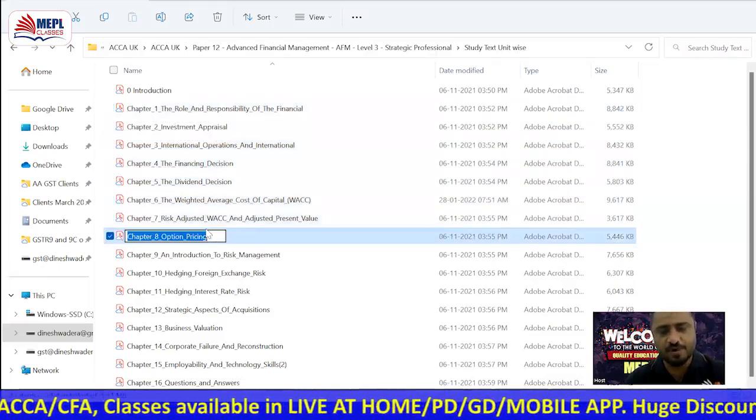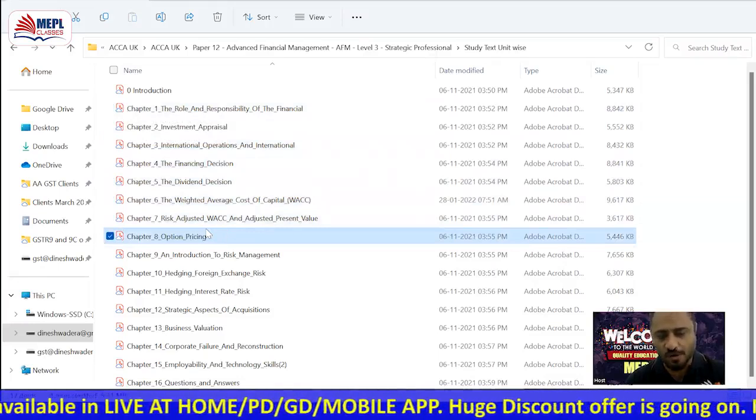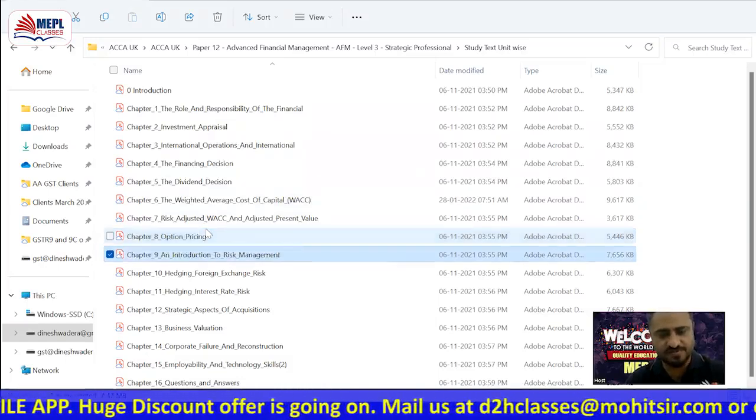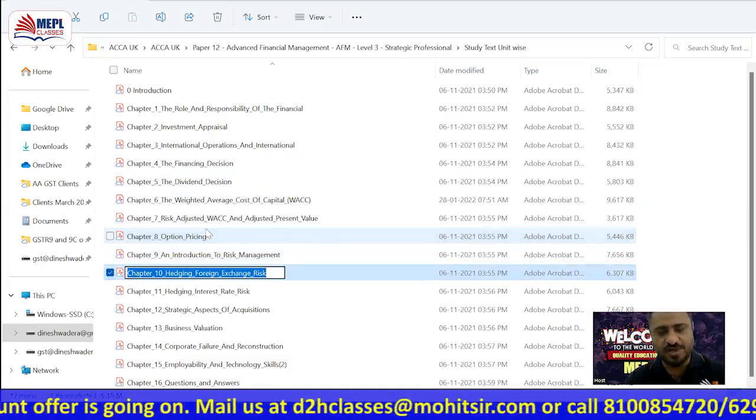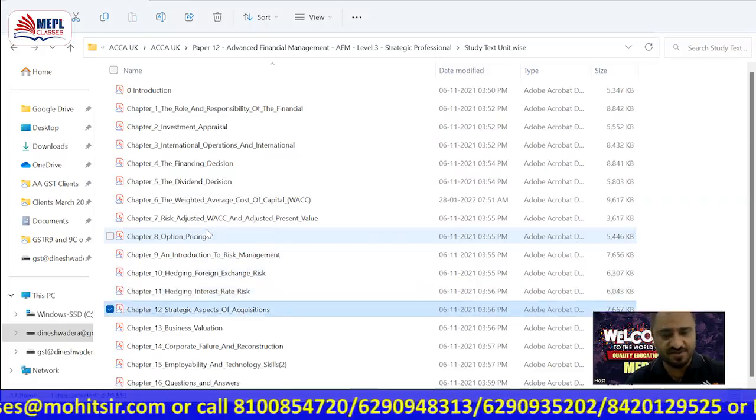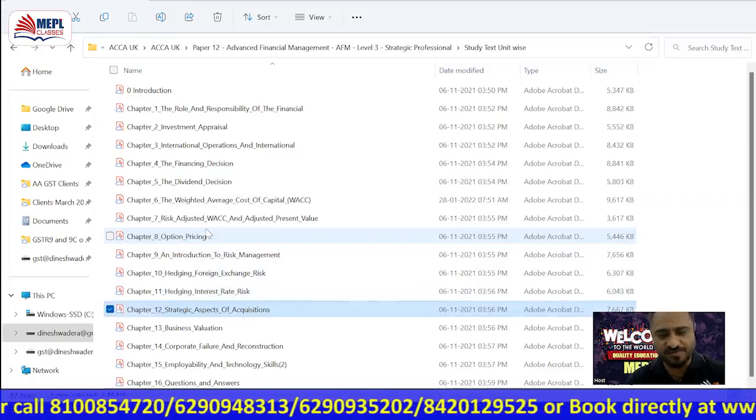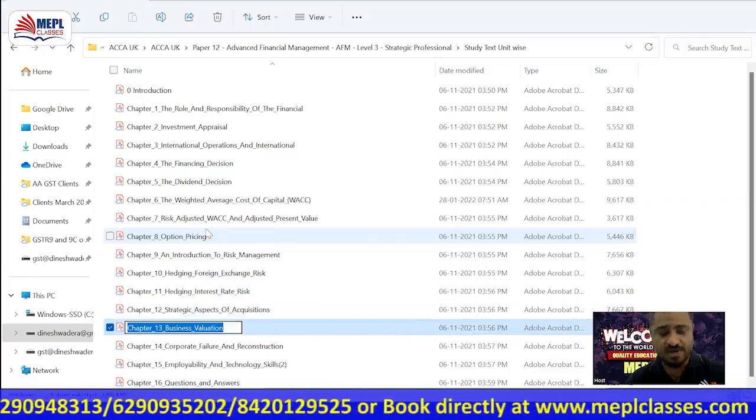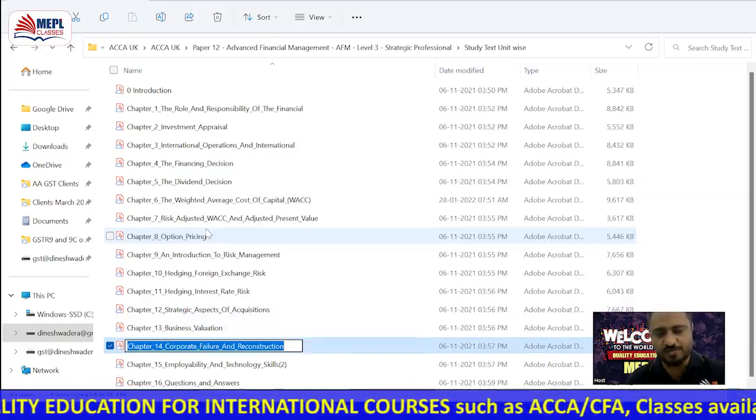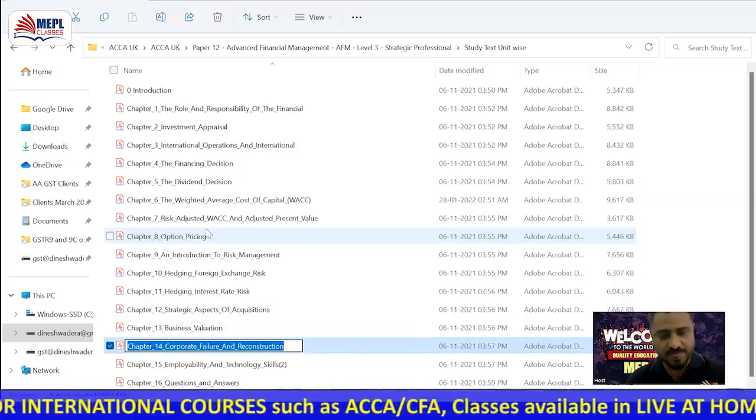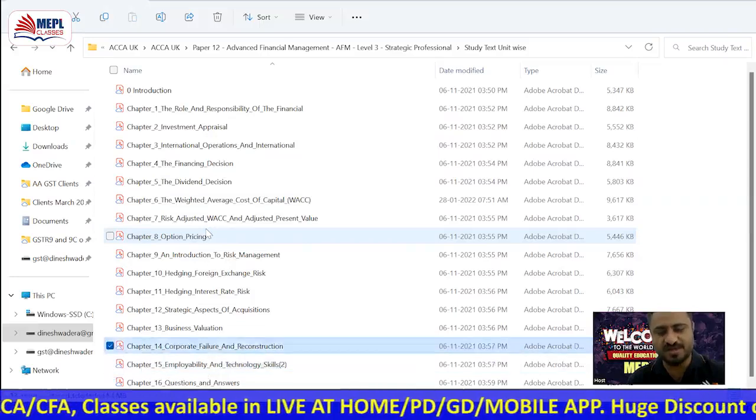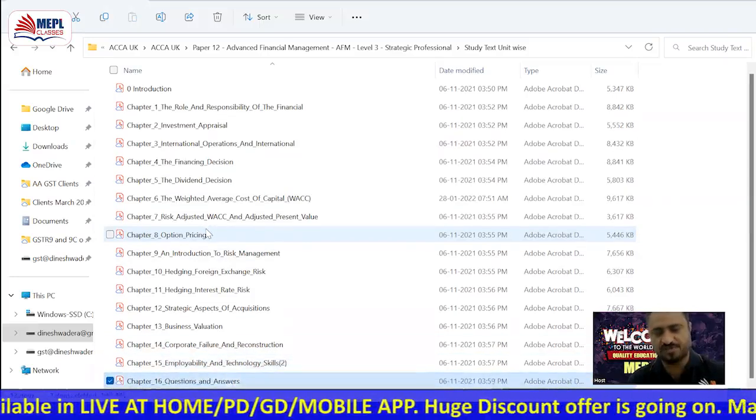Then what you have not gone through in the earlier or previous level is option pricing, an introduction to risk management, how to hedge foreign exchange risk, how to do the hedging of interest rate risk, the strategic aspects of acquisitions, the broader and more detailed and intense view of business valuation, the meaning of corporate failure and corporate reconstruction, and unit 15 is about employability and technology skills, which we are not going to cover through the lecture, but you are expected to read this.